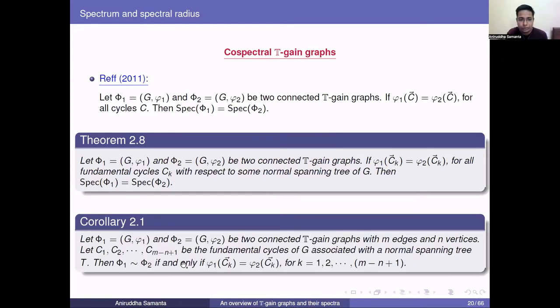Well, one corollary of this result: if phi 1 and phi 2 are two connected T-gain graphs on the same structure G, then phi 1 is switching equivalent to phi 2 if and only if phi 1 and phi 2 preserve their gain over all fundamental cycles with respect to some normal spanning tree. That would be helpful to prove some of the main results in this section.